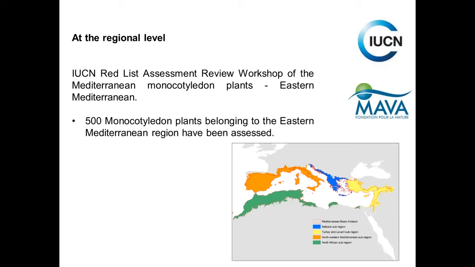Outputs of the Jordan Plant Red List were very useful to assess plants at the regional level. For example, the IUCN Centre for Mediterranean Cooperation organized a workshop to establish an IUCN Red List of monocotyledon plants for the Mediterranean region. This assessment reviewed the conservation status of approximately 500 monocotyledon plants belonging to the Eastern Mediterranean region, according to the IUCN criteria. So Jordan Plant Red List information was used in this workshop to assess those species.